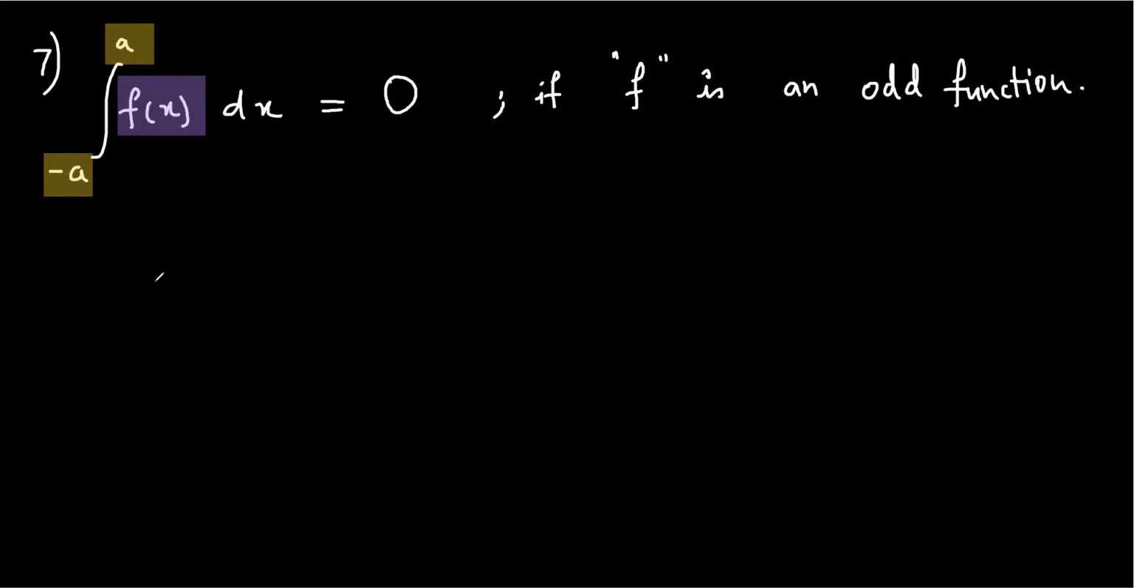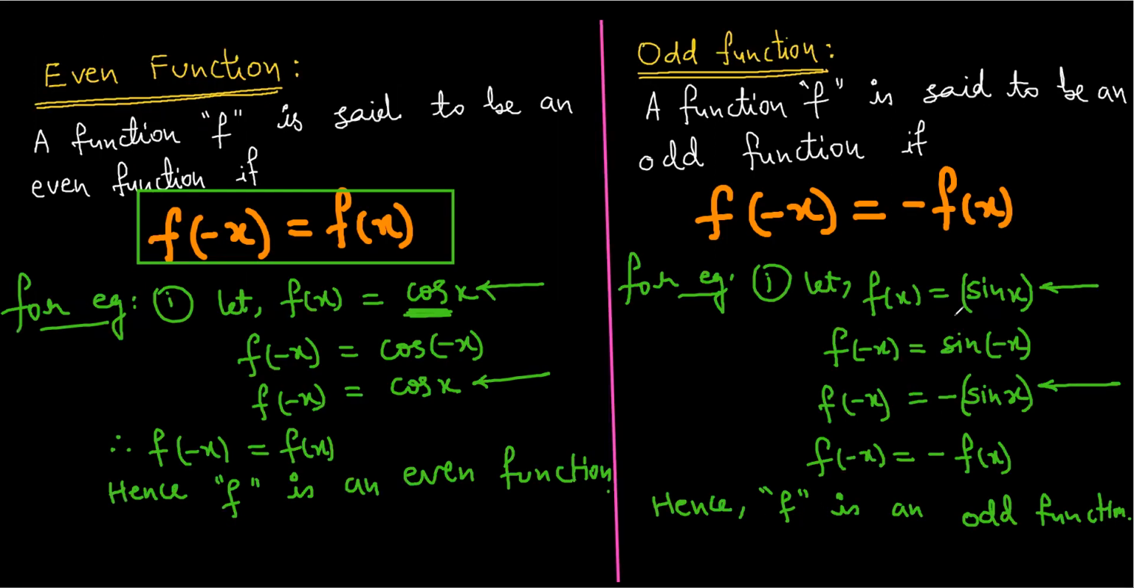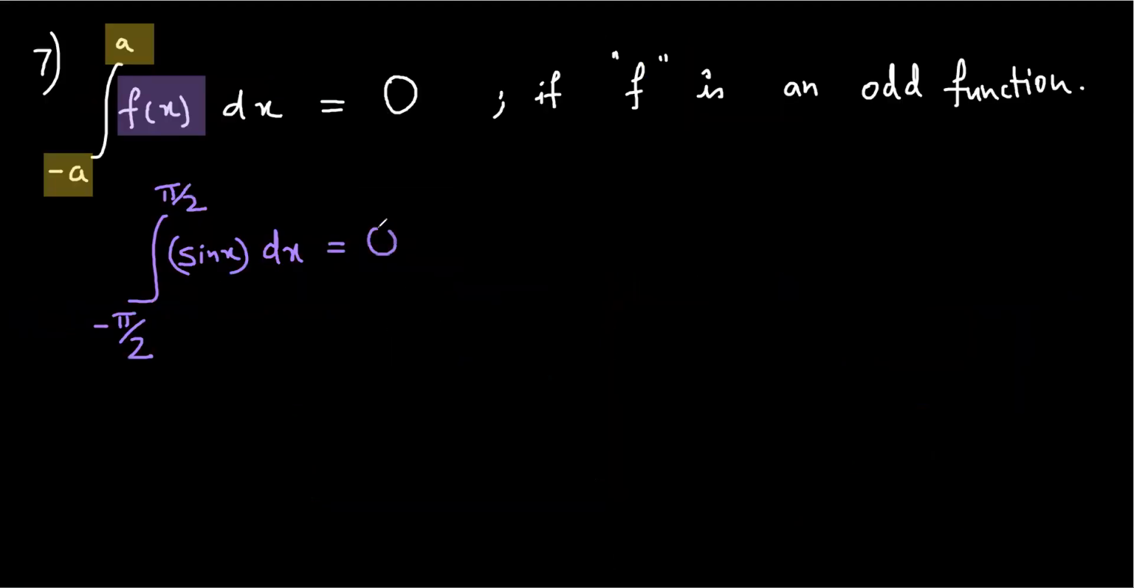So let's have an example. Suppose I integrate negative pi by 2 to pi by 2, and I have here the function sine of x. Is this function sine of x an odd function? The answer is yes. Sine of x is an odd function. We have just seen this. So you don't have to think twice. You can write the answer as 0.